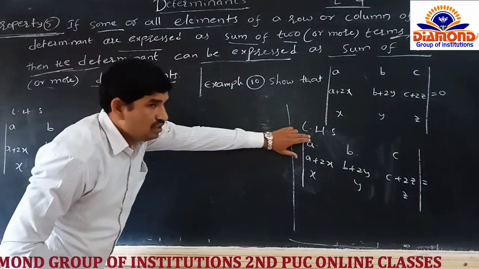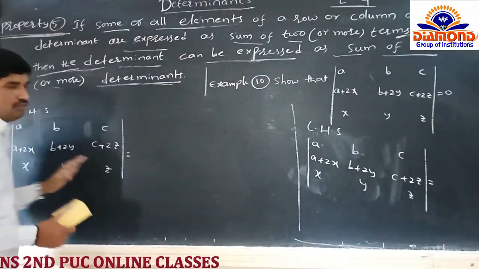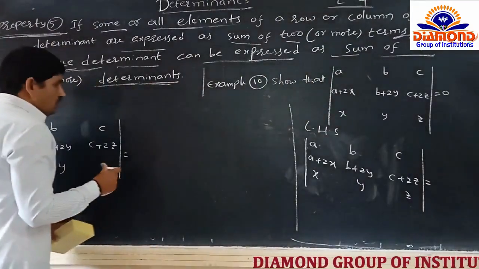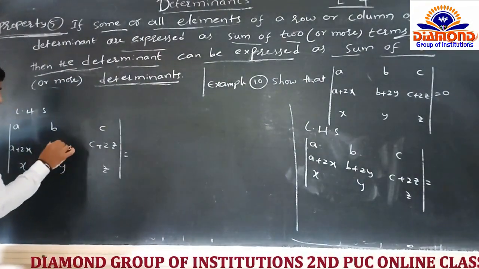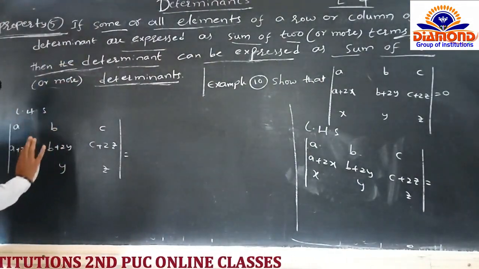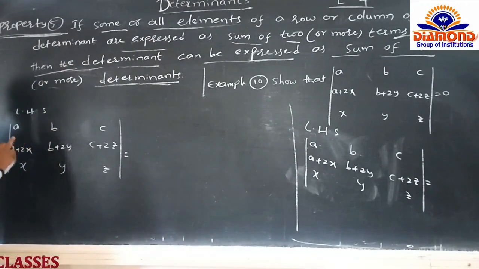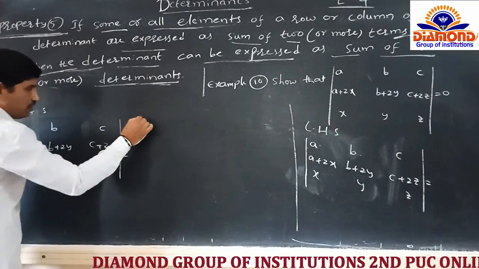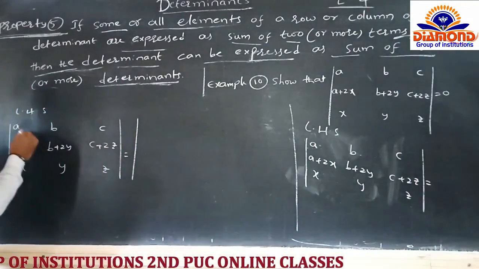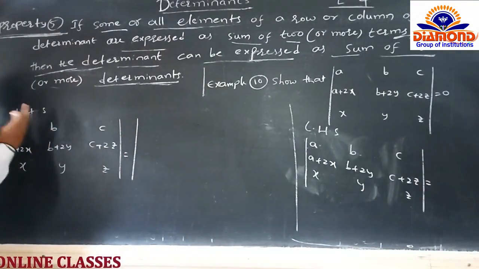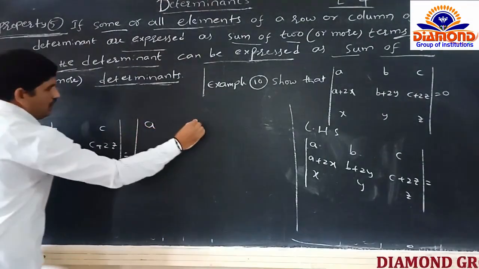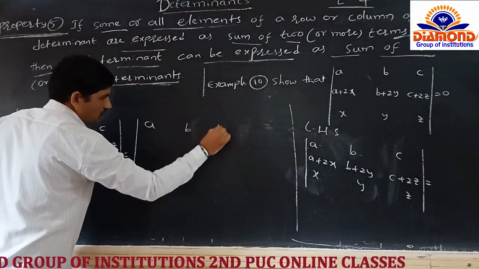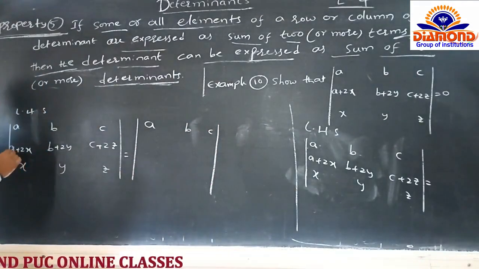See, I have taken this LHS here because there is not enough space for us. Now I will write. We are applying property number 5. First, see, in the second row, the elements are the sum of two terms. Yes or no? So now I am writing the two determinants. In the first row, having single terms, we write A, B, C. After that, we observe the second row.